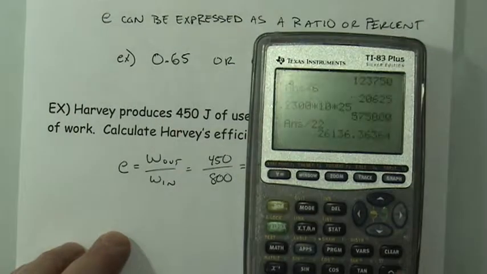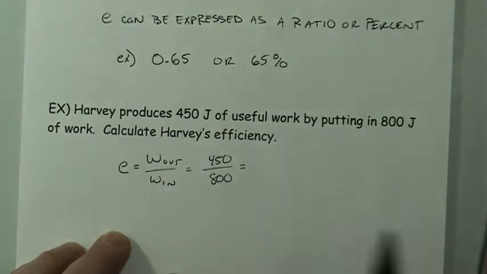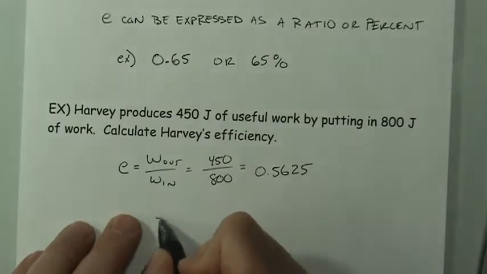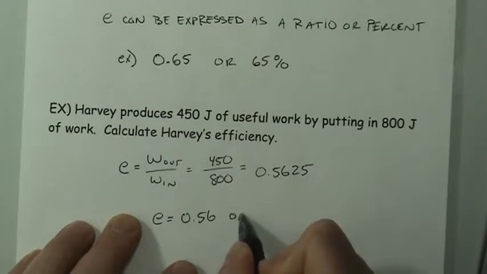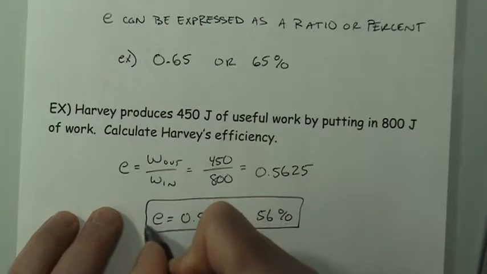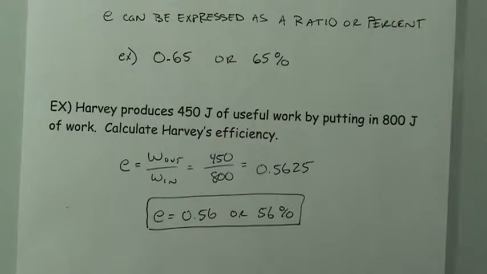I'll express the answers in both ways. So 450 divided by 800 is 0.5625. So therefore, e is equal to, and I have two options. I can say 0.56, or I can say 56%. So very straightforward, simple calculation. You're just being directly told, this is the lowest of low level problem. This is level 1. You're given everything. You just have to plug it in. It's just a simple plug and chug kind of problem.